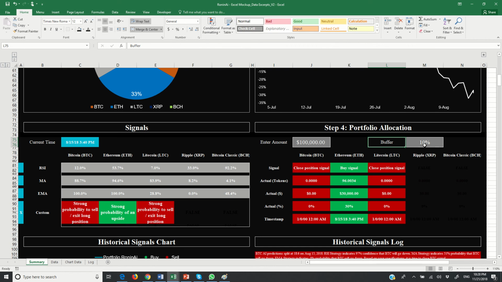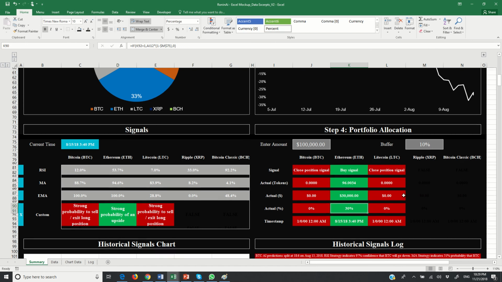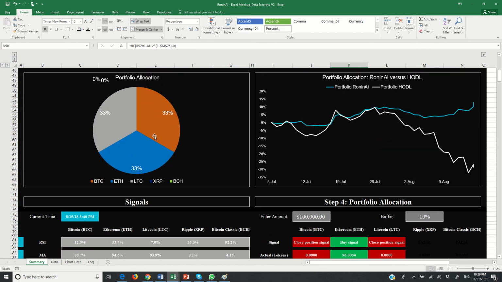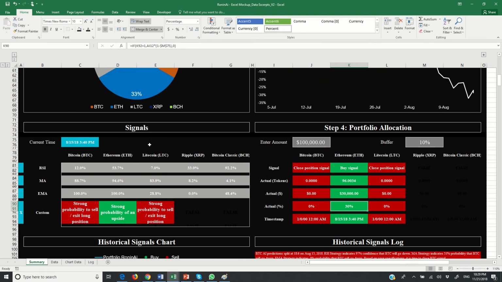Maybe the best scenario will be to change the amount once a day, and that is possible if we have a buffer. So long story short, this is sell for Bitcoin, buy for Ether, sell for Litecoin. So no position for Bitcoin and Litecoin, and for Ether, based on the 100 grand, we have to buy 96 tokens for a total price of $30,000, which is 30%. And that is using the allocation right here that was selected. In this case, it's an equal weight allocation.